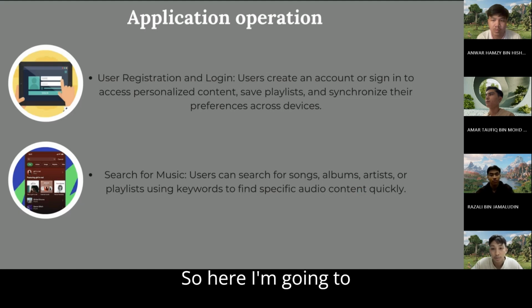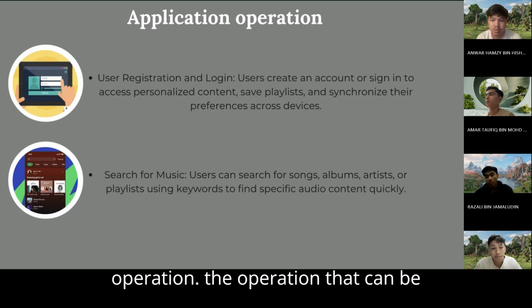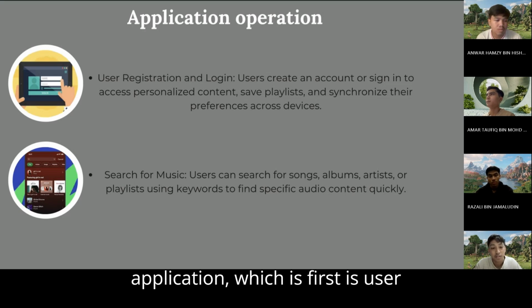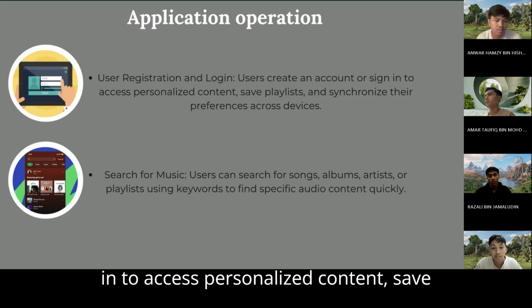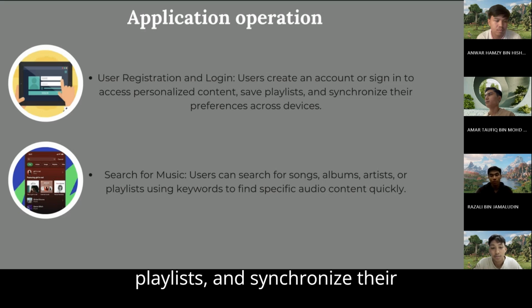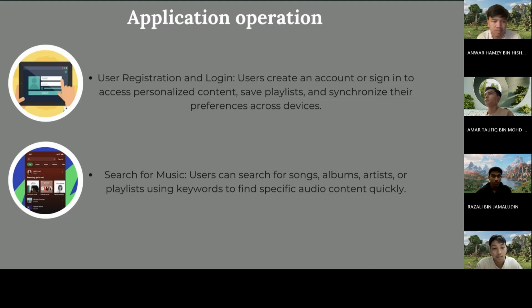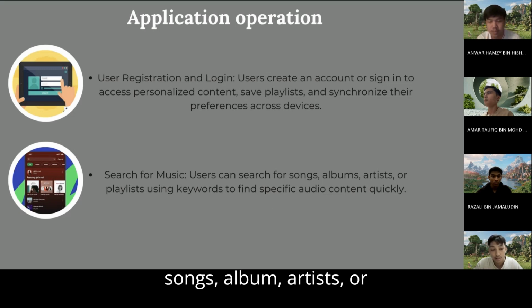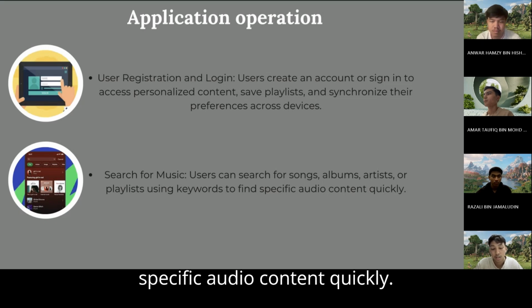So here I'm going to share with you the application operations that can be applied in the application. First is user registration and login. Users create an account or sign in to access personalized content, save playlists, and synchronize their preferences across devices. Next is search for music. Spotify allows users to search for songs, albums, artists, or playlists using keywords to find specific audio content quickly.